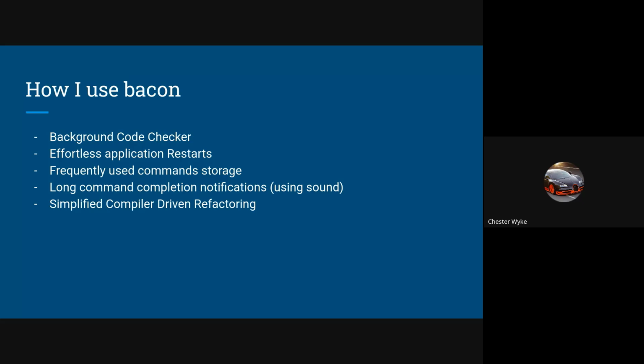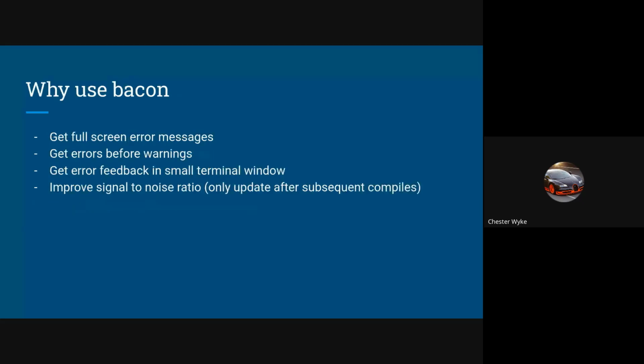Some builds take a little while to run, and I put them to run in the background, and I don't have a screen on them. But when it's done, Bacon gives me a nice little notification noise, which I really appreciate. And it simplifies compiler-driven refactoring. When you make a change, you have all these places to go update. Bacon just keeps on popping up the next error at the top, so you can control-click on that and keep on jumping to the next error to fix all of those.